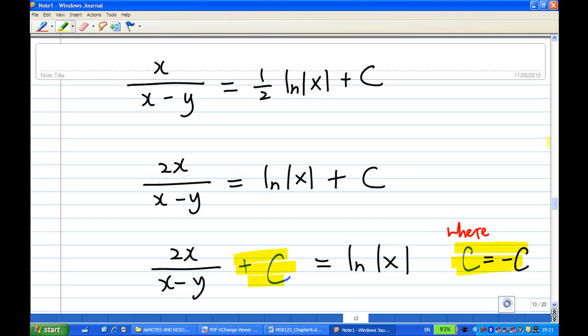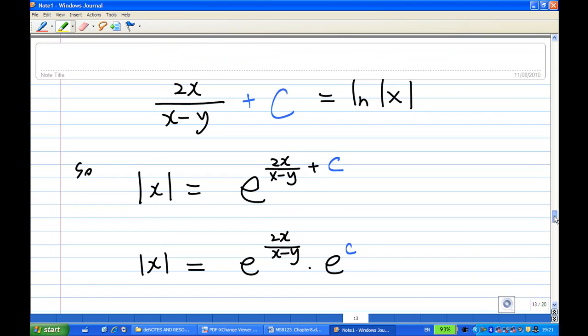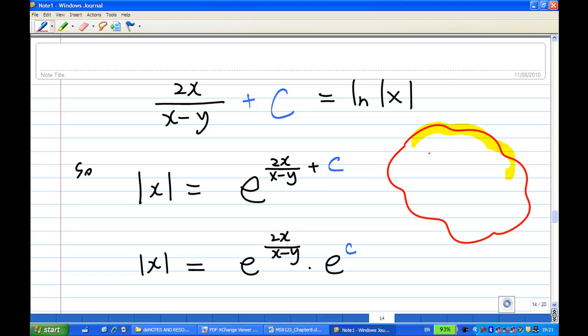Alright, now I want to get rid of the ln. How do we get rid of ln? Remember, if you have y equal to ln x, it means e to the power y must equal x. You can make use of this kind of situation where the base is e. So it means that e raised to the power 2x over x minus y plus c is equal to the absolute value of x.